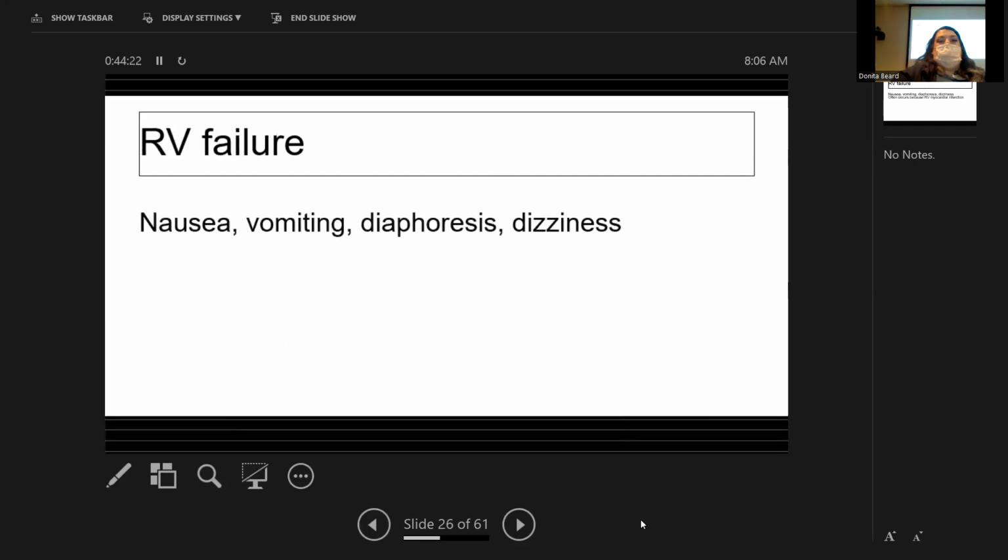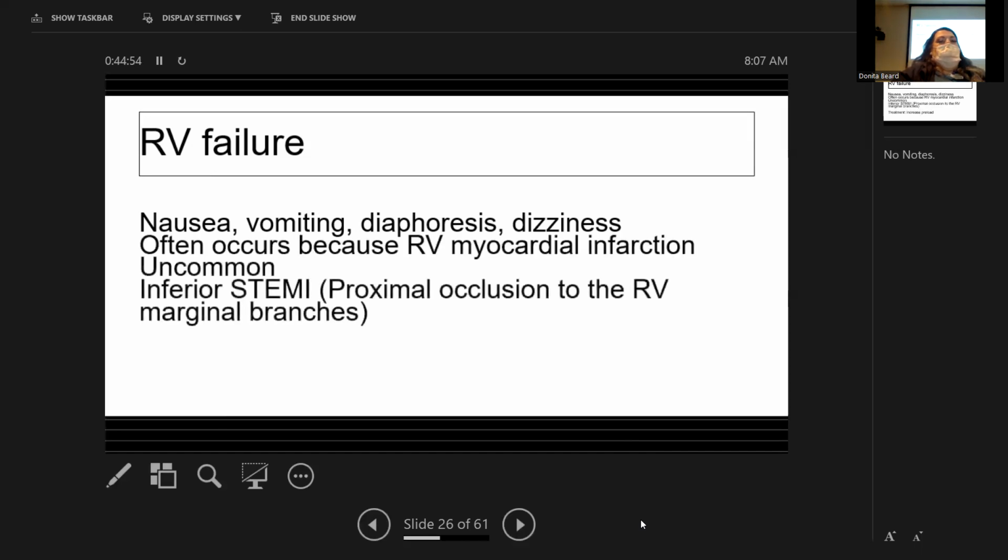RV infarct, RV failure. These symptoms mostly are nausea, vomiting, diaphoresis. They're very hypotensive when they come to the emergency department. And you cannot give them nitrates. If you give them nitrates, it will bottom them out, because you'll see this in RV failure in general. So patients that have PE, patients that have, for whatever reason, their RV is failing, they are dependent upon volume. And so the treatment for RV infarction, RV failure in the setting of a heart attack is actually fluids.